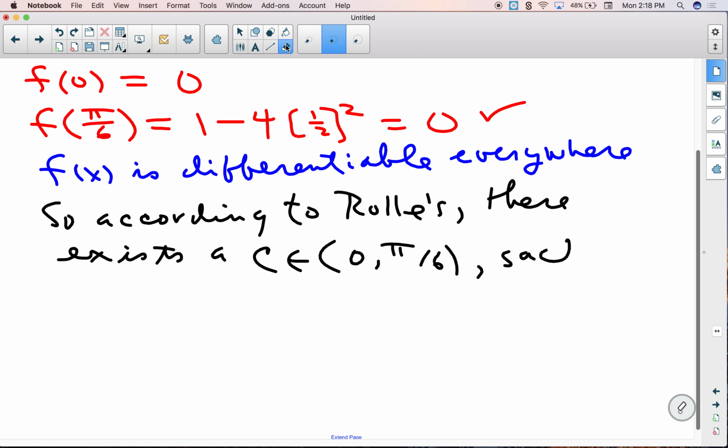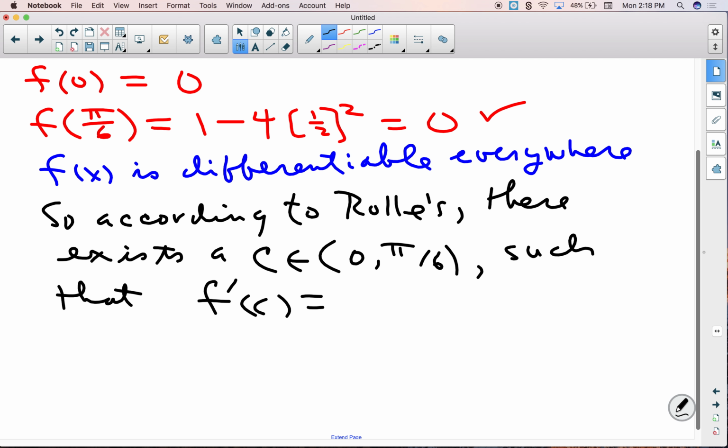What does it mean when it's differentiable everywhere again? It means the derivative exists everywhere. That's a good question. It means when you take the derivative, there's no place where it doesn't exist. So we usually think of it as being smooth. Remember how the absolute value has a point? Yeah. Such that f prime of C is equal to 0.